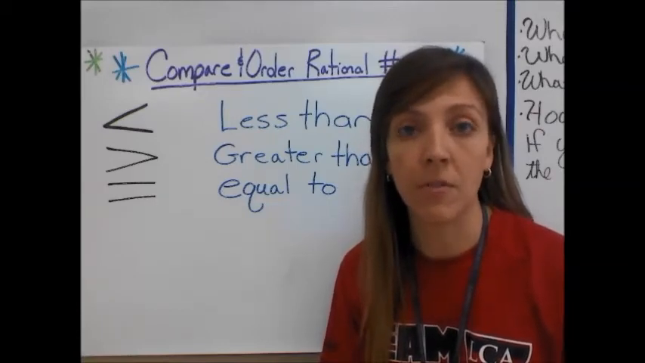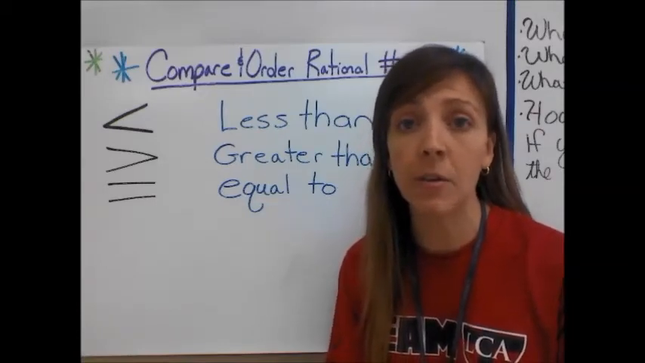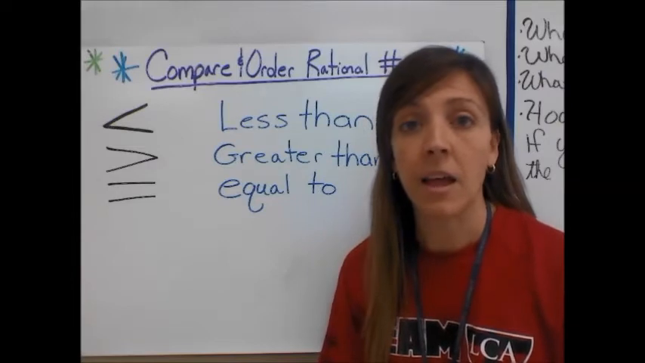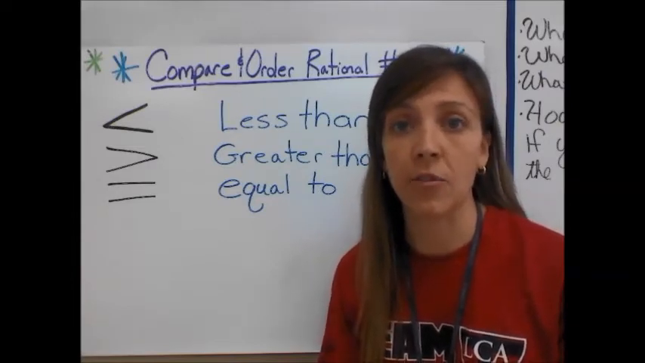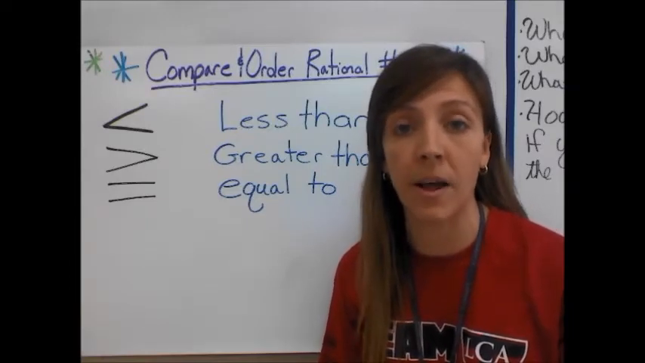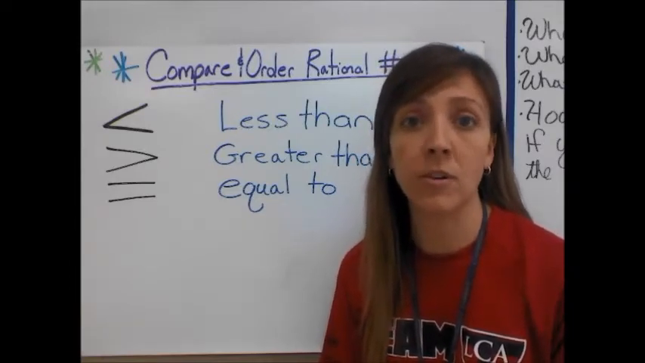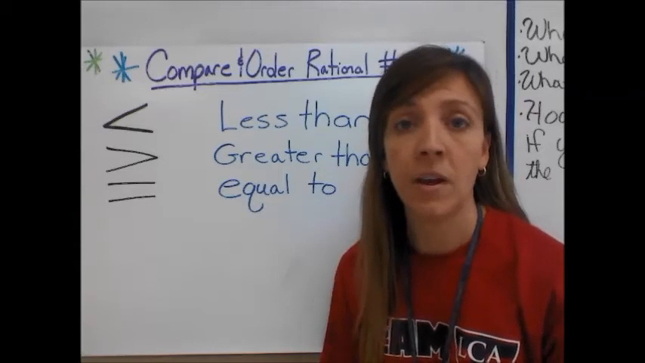So a whole number can be written in the form of a ratio by simply putting it over top of 1. Integers, -2, -3, could be written in the form of a ratio by putting over top of 1. And any fraction or decimal can also be written in the form of a ratio.